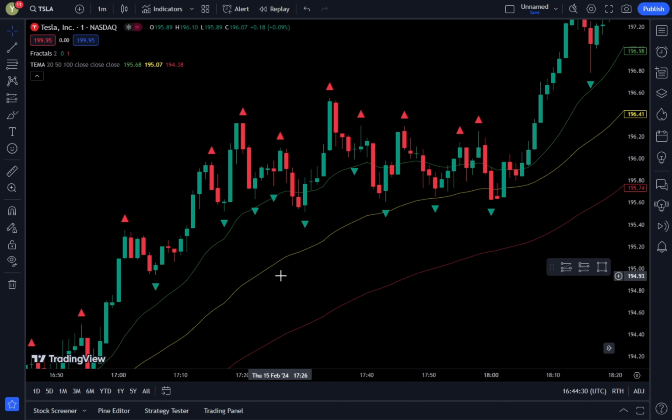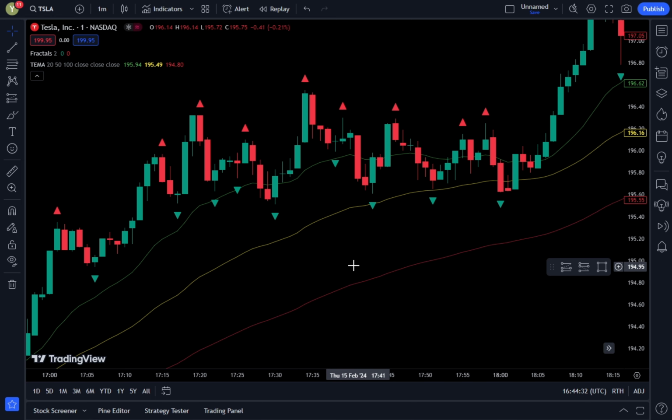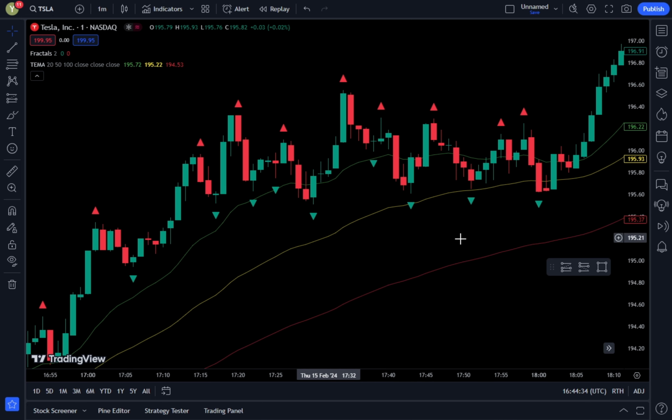I've just shared a successful strategy using moving averages and the Williams Fractal indicator.